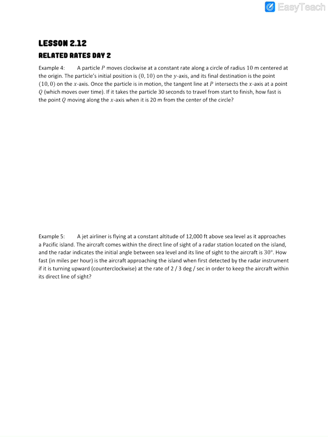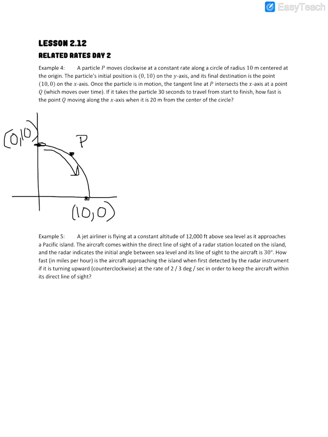All right, so let's start by drawing a picture. We're going to start right from the very beginning. It says that we have this circle where this point starts at 0, 10 and ends at 10, 0. This is the circle with radius 10. Okay, so this particle is moving this way, and I'll put it right here, P.